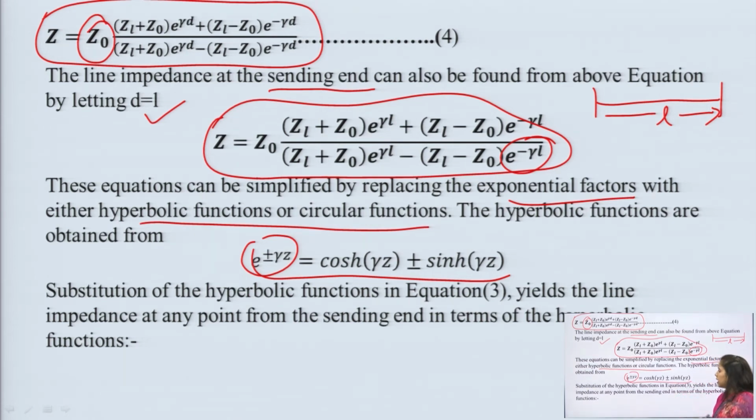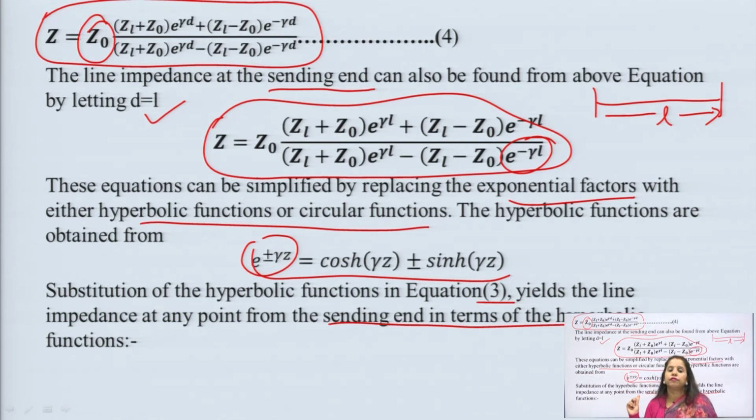So, let us do the first case, when we have the line impedance in terms of the input impedance of the line and the characteristic impedance. That is equation 3 here. When we substitute the hyperbolic function in equation 3, we are able to get the line impedance at any point from the sending end in terms of hyperbolic function.